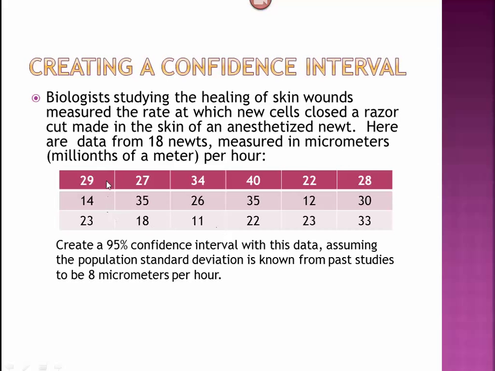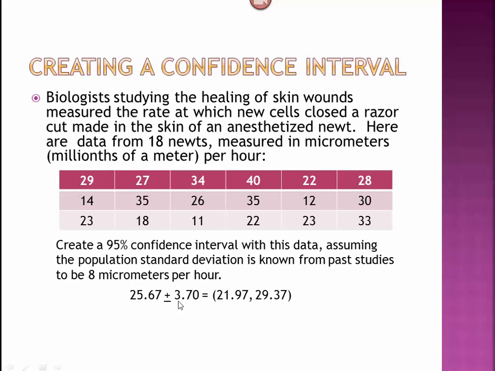So really what we need to know is what is the average rate, millionths of a meter per hour, at which our newt's skin is healing. We can use our calculators to find this point estimate, and then use 8 and the 95% to create a confidence interval. Pause the video. Here's your answer. You should get 21.97 all the way up to 29.57.